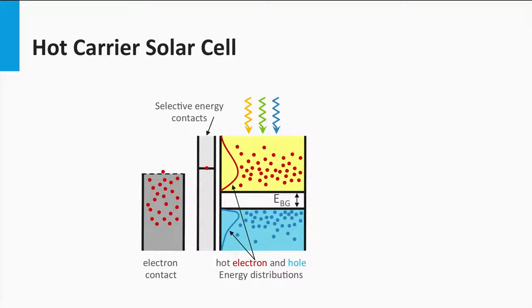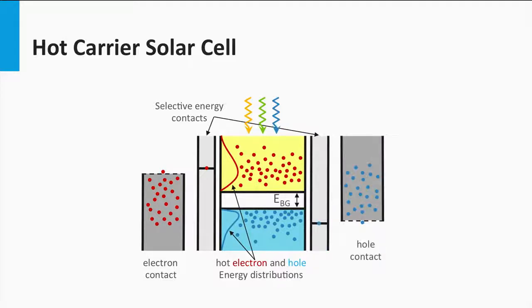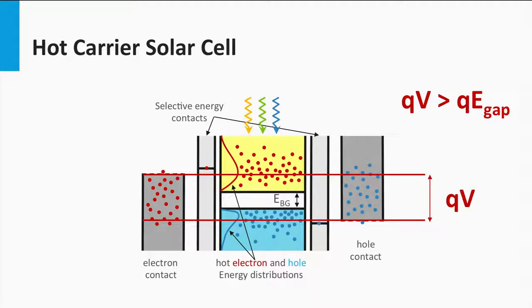Such a concept would require selective contacts. These are contacts which only select electrons above a particular energy level in the conduction band, and contacts that selectively collect holes below a certain energy level in the valence band. In theory, the band gap utilization could be higher than the band gap itself. At the moment, the main challenge is to increase the lifetime of the hot charge carriers such that they have the time to move from the absorber layer to the selective contacts.